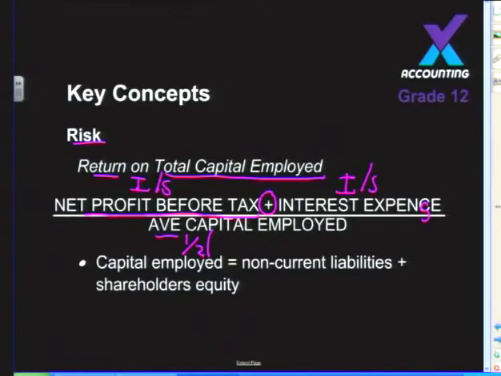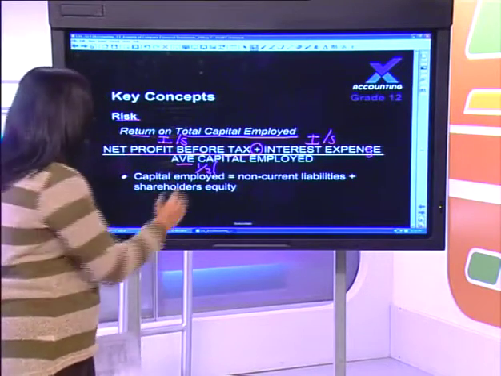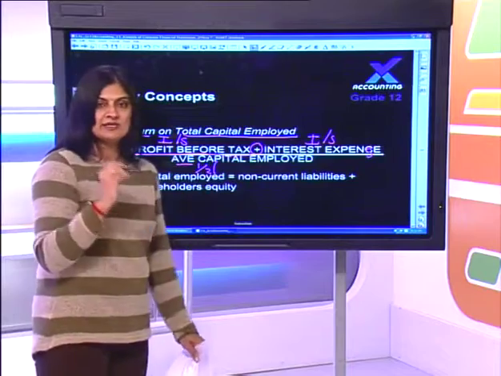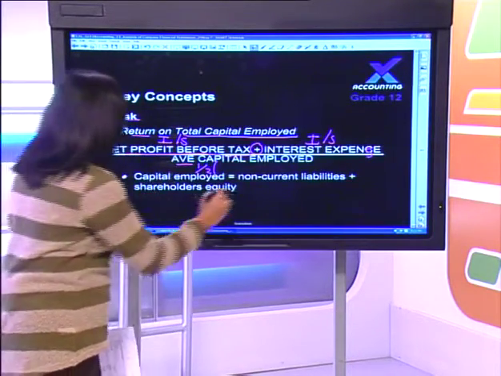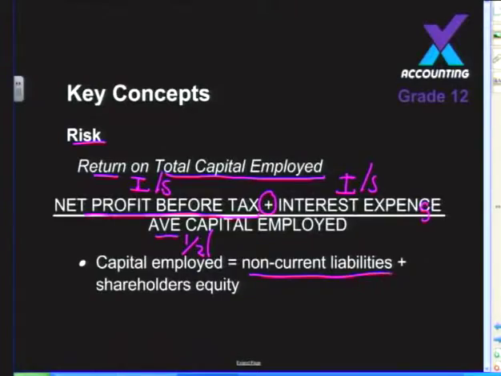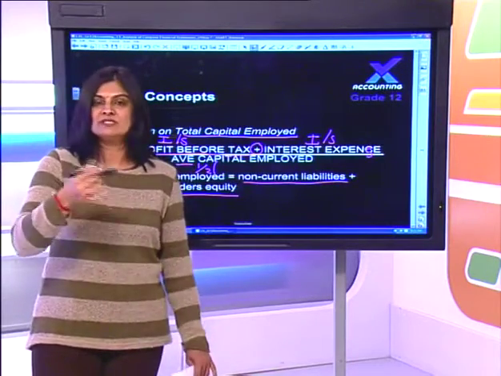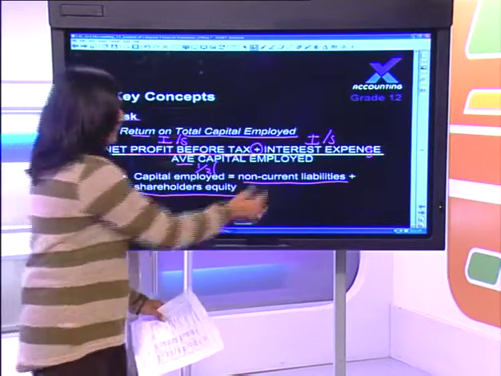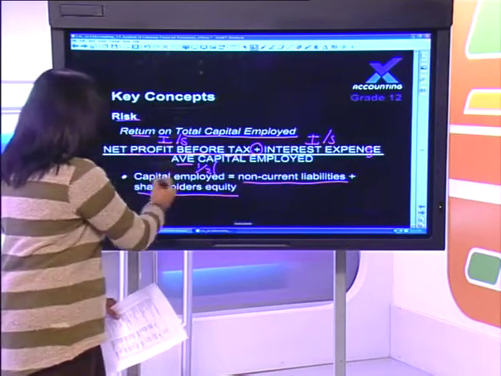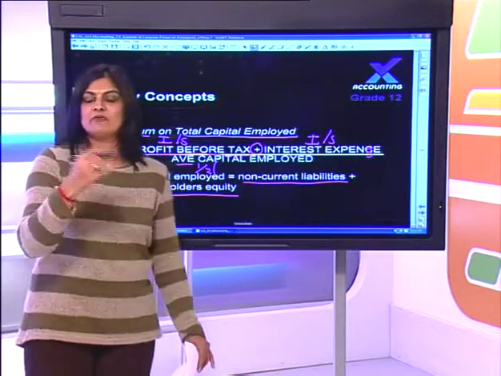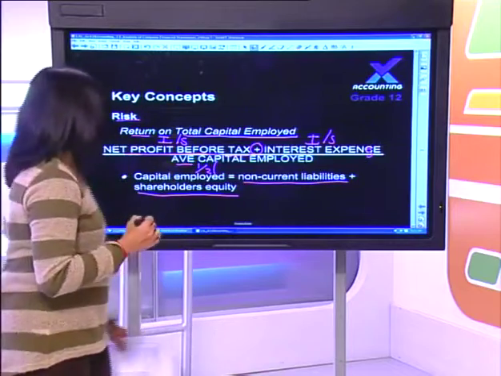Now, which amounts are we actually looking for in this ratio? Capital employed. The word capital employed refers to your non-current liability plus shareholders' equity. In other words, total capital that you have employed for the business itself would be what you've borrowed, as well as what the shareholders have contributed to the business.